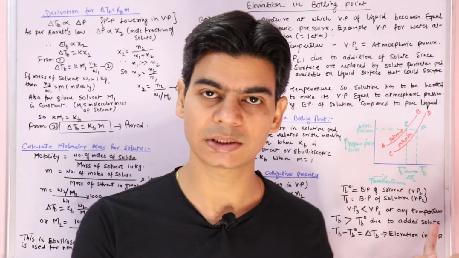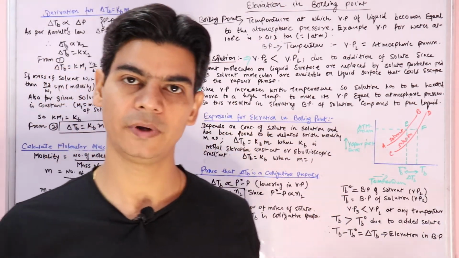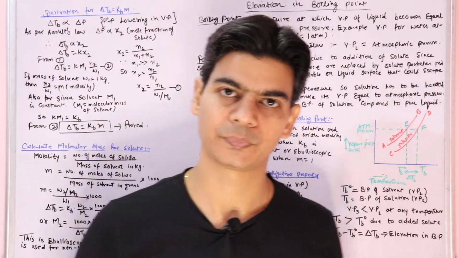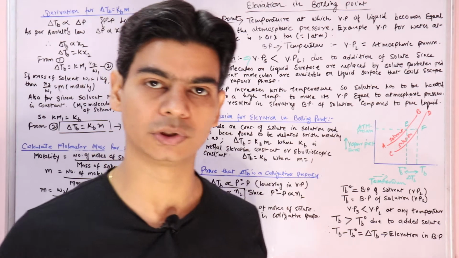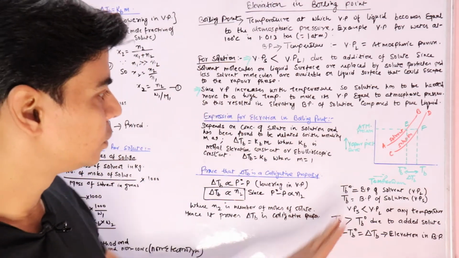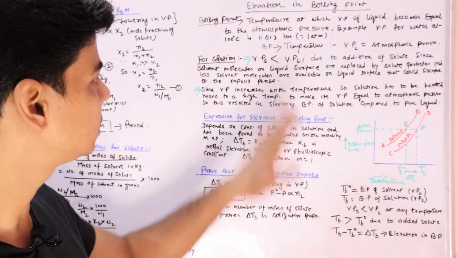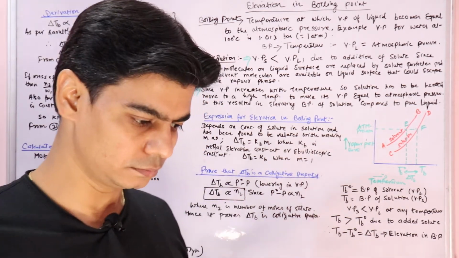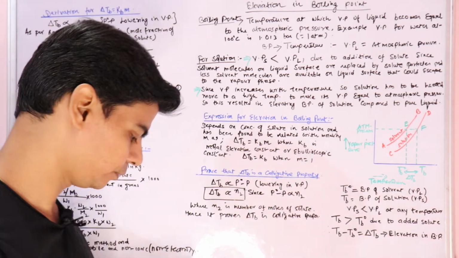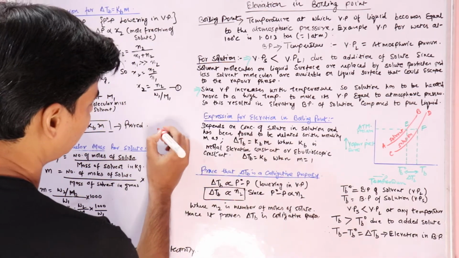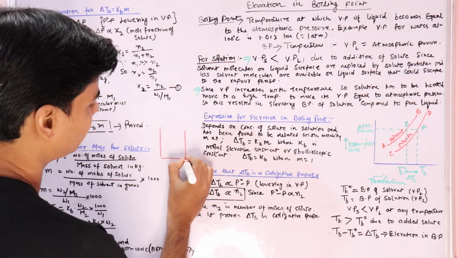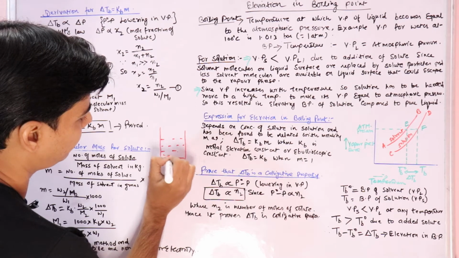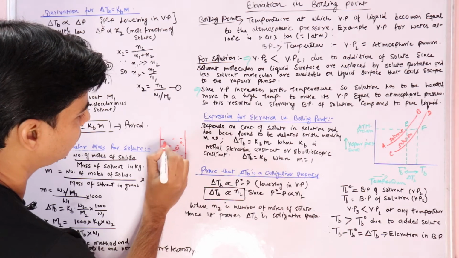Now let's understand it. To understand this, you should be aware of concepts that we have done before: lowering in vapor pressure, relative lowering in vapor pressure, and Raoult's law. So this is the graph, and first let's understand it. Normally when we take pure water or any pure liquid, for example, this is a pure liquid, and we have molecules of liquid in it, right?